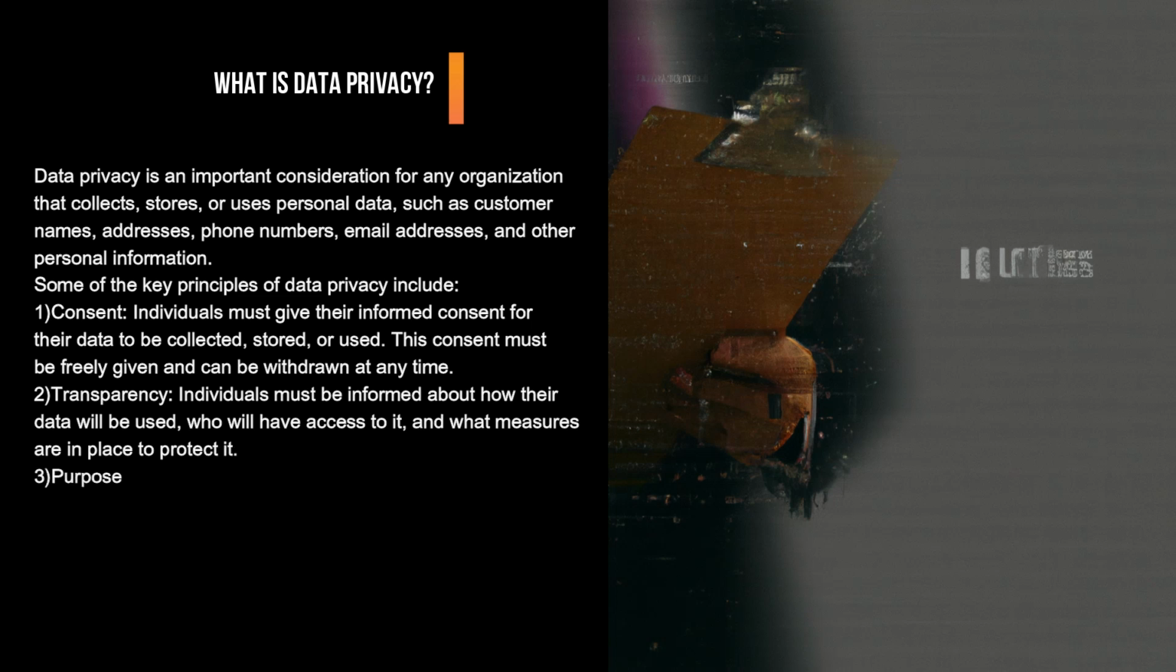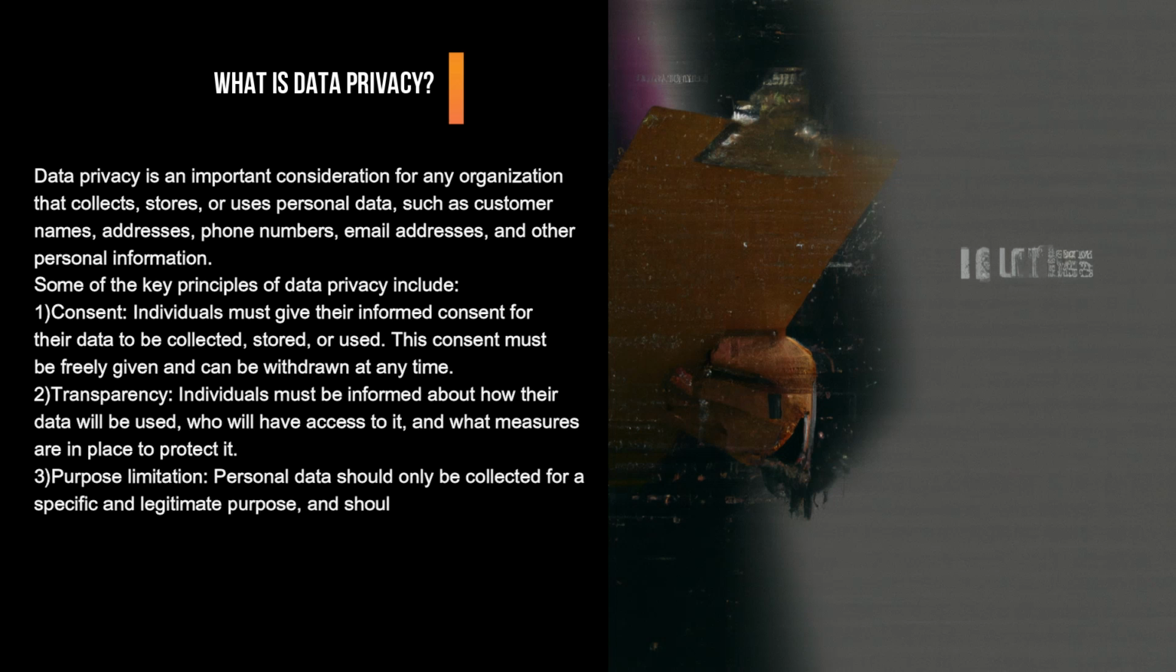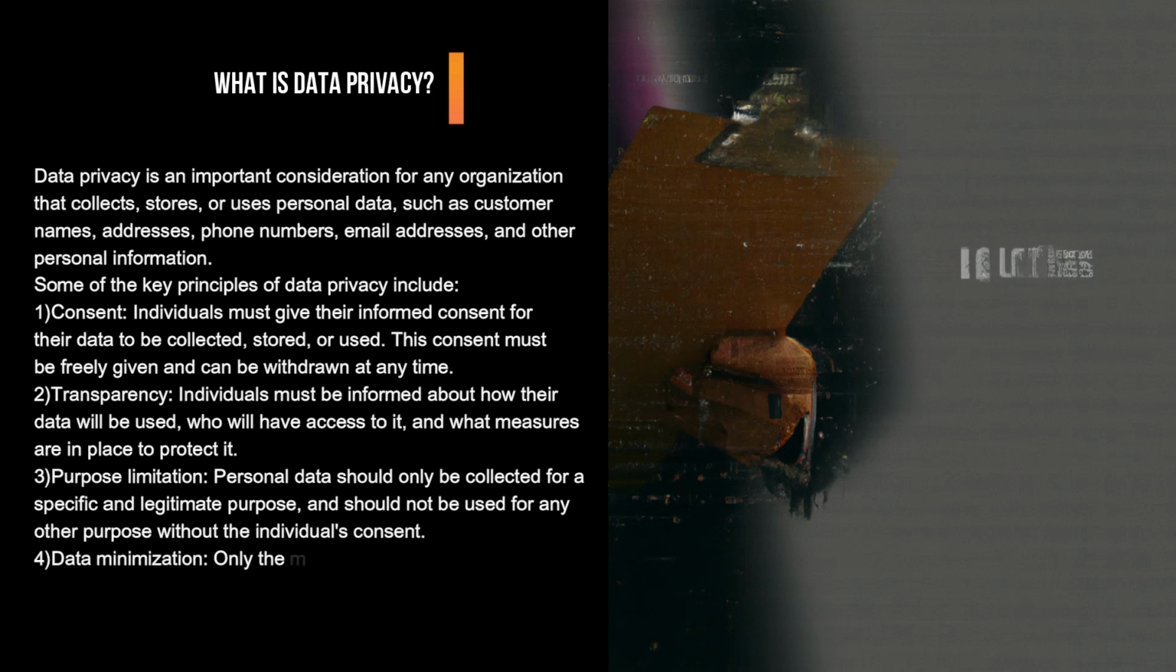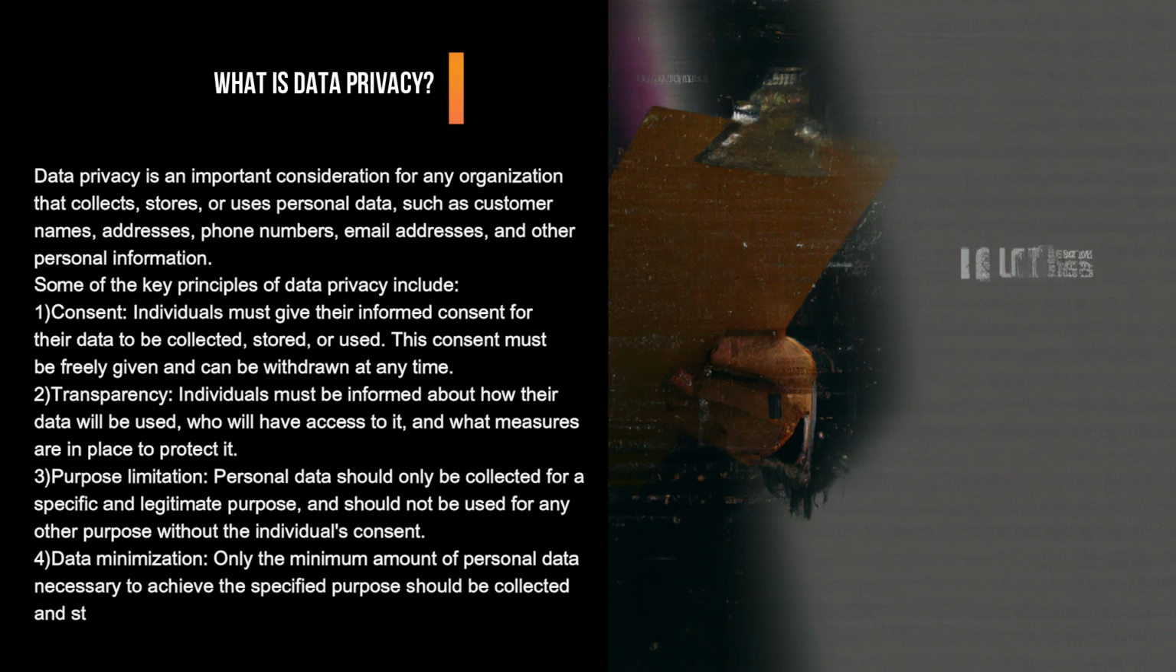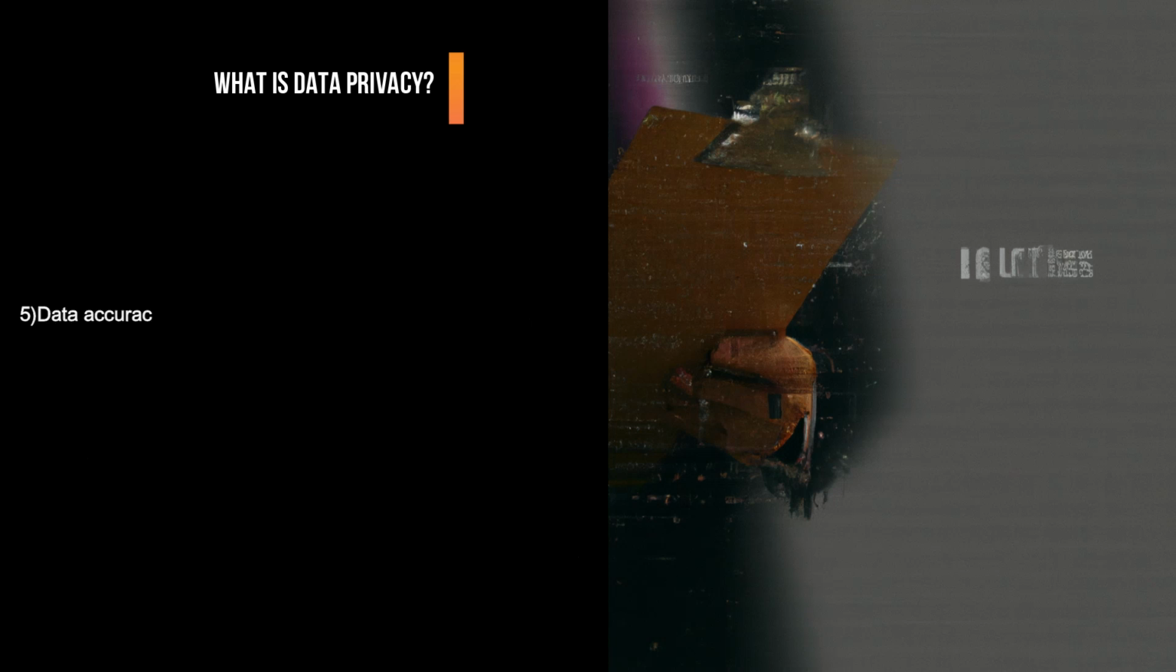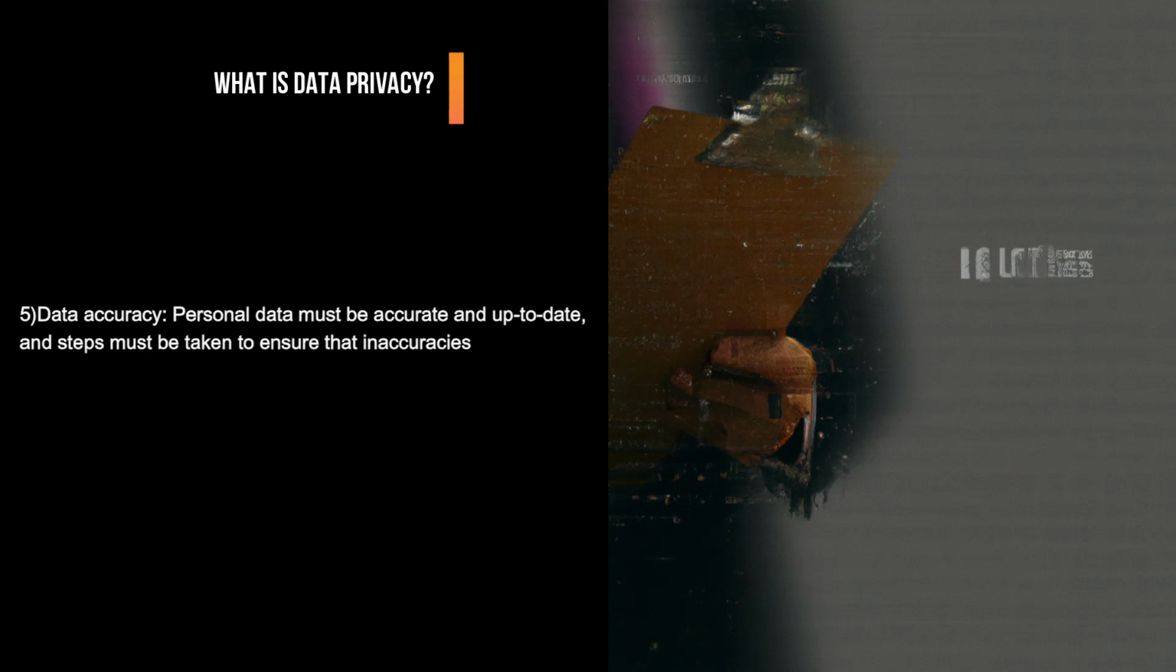2. Transparency. Individuals must be informed about how their data will be used, who will have access to it, and what measures are in place to protect it. 3. Purpose limitation. Personal data should only be collected for a specific and legitimate purpose and should not be used for any other purpose without the individual's consent. 4. Data minimization. Only the minimum amount of personal data necessary to achieve the specified purpose should be collected and stored. 5. Data accuracy. Personal data must be accurate and up-to-date, and steps must be taken to ensure that inaccuracies are corrected in a timely manner.